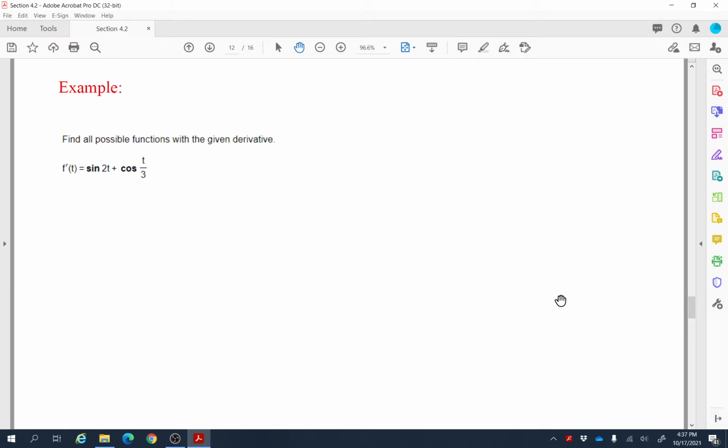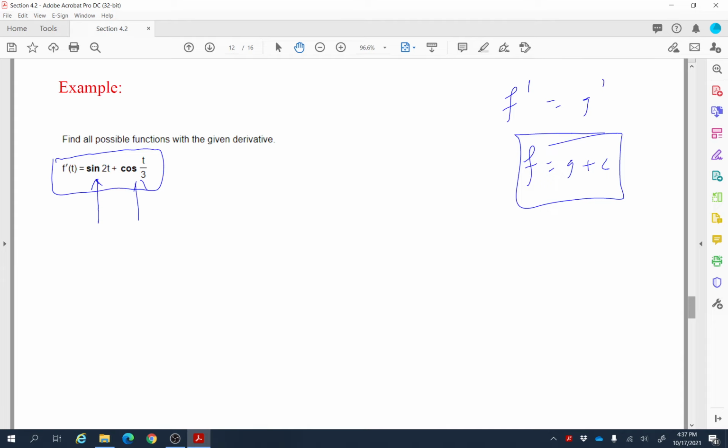Okay, find all possible functions with the given derivative. So the derivative is given, so now we need to think about those functions whose derivative is the first function and then the second function. And also keep in mind that two functions have equal derivatives if those functions differ by some constant. So first of all, find the function whose derivative is sine 2t.